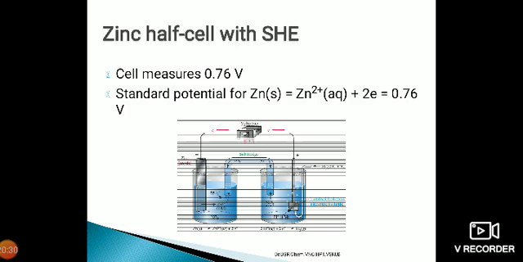So this is the oxidation potential of the zinc electrode. But according to the IUPAC convention, we always have to represent it in terms of the respective reduction electrode potential. Therefore, the reduction electrode potential of the zinc electrode in this case is minus 0.76 volts.